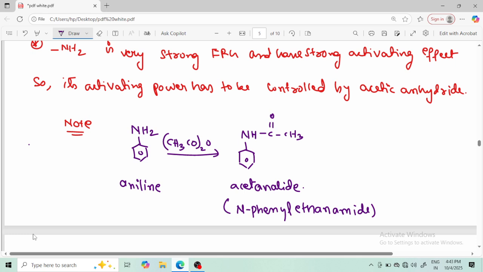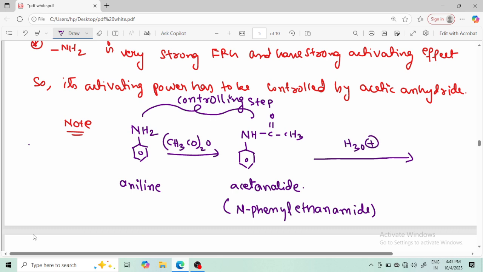Now from here to here it's controlling. This one is controlling the activating power, the controlling step. Now after the reaction is done, you can again change this acetanilide to aniline by doing acidification, H3O plus. It will again change to NH2, so it's again reactivating. So from here to here is again reactivating.